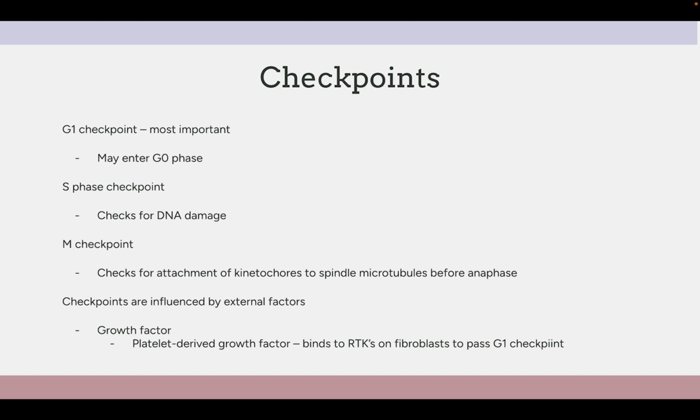you can't go through into anaphase. And then finally, these checkpoints are influenced by external factors. For example, that could be growth factor, which promotes cells to divide. For example, platelet-derived growth factor binds to receptor tyrosine kinases on fibroblasts, which are a type of cell in connective tissue. And the point of that is to pass the G1 checkpoint. So you can see that if any part of that system is faulty, you might promote way too much growth or way too little.